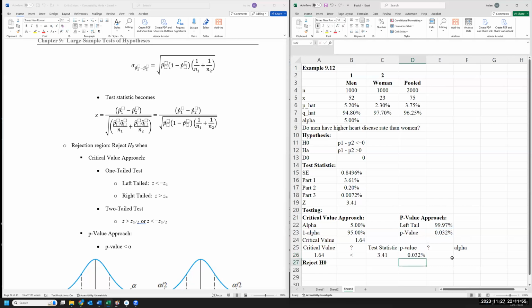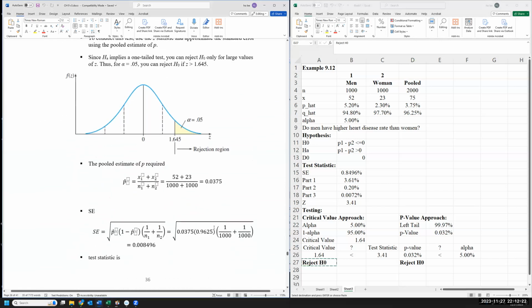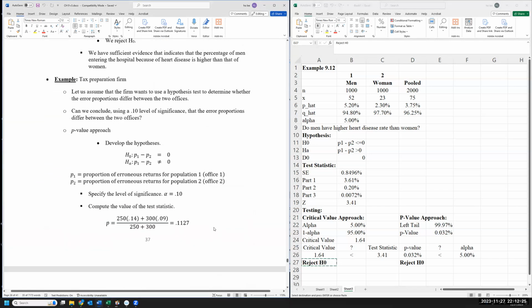P-value is 0.032%, not even 3%, sorry. And the alpha is 5%. And we could see the p-value is strictly less than the alpha, which means, again, we get to reject the null that men have less than or equal to the heart failure disease rate as women. So if we scroll down, let's look at the answer.